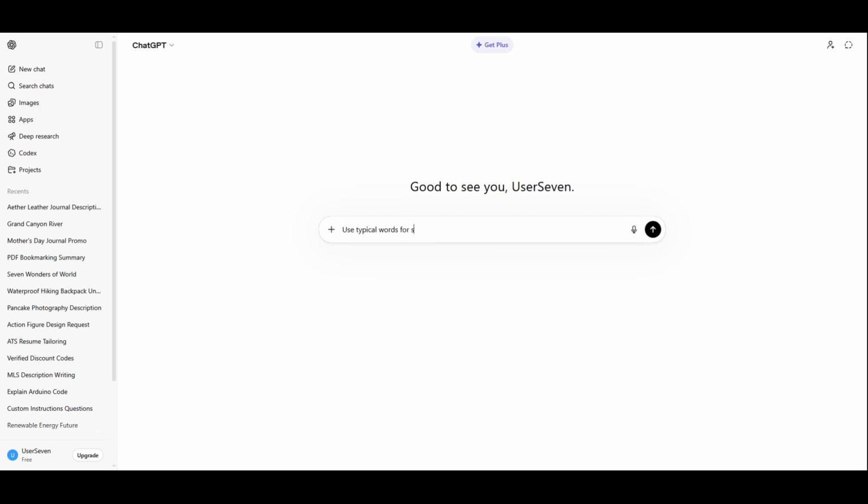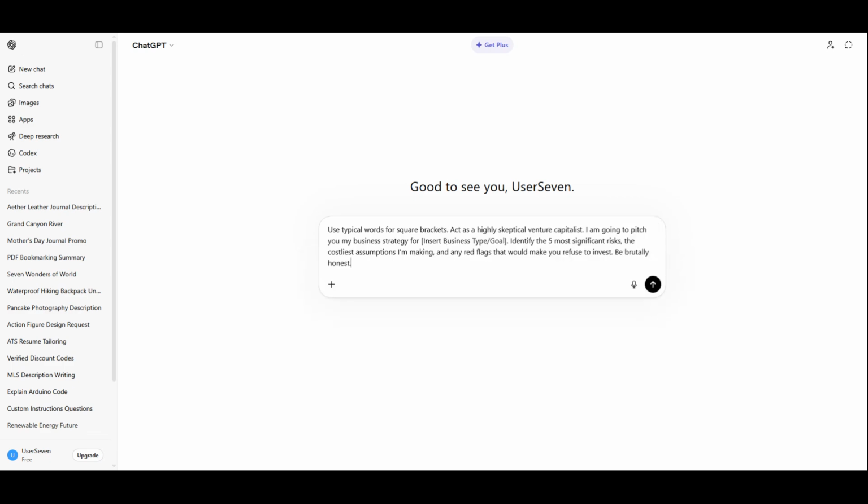Let's start with pressure testing and risk assessment. This is one of the most useful ways to use ChatGPT for strategy because it helps you find blind spots before they become expensive mistakes. Instead of asking for encouragement, you want honest criticism. A great prompt for this is to ask ChatGPT to act like a highly skeptical venture capitalist. Then, paste in your business idea, your offer, your target market, or your launch plan.